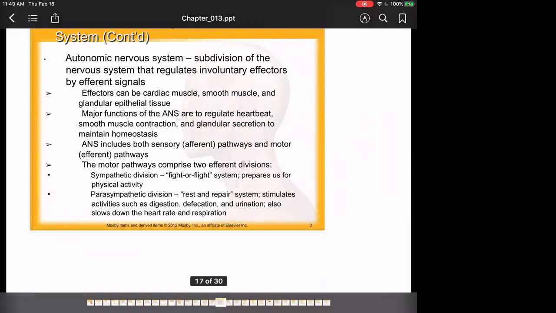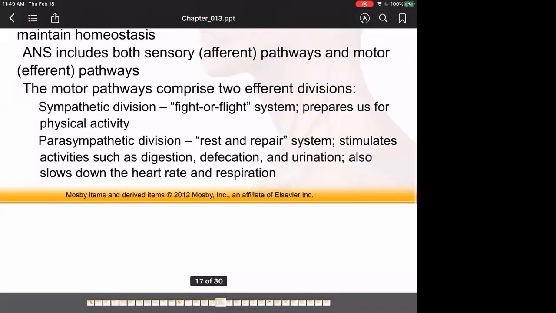Autonomic does things automatically. And I said that most of our lives, we are living under parasympathetic division. What I call rest and digest. Only when we're being chased by a bear do we switch into sympathetic division, fight or flight. Time to put up a fight or run away. When it comes to bears, I prefer to run away.